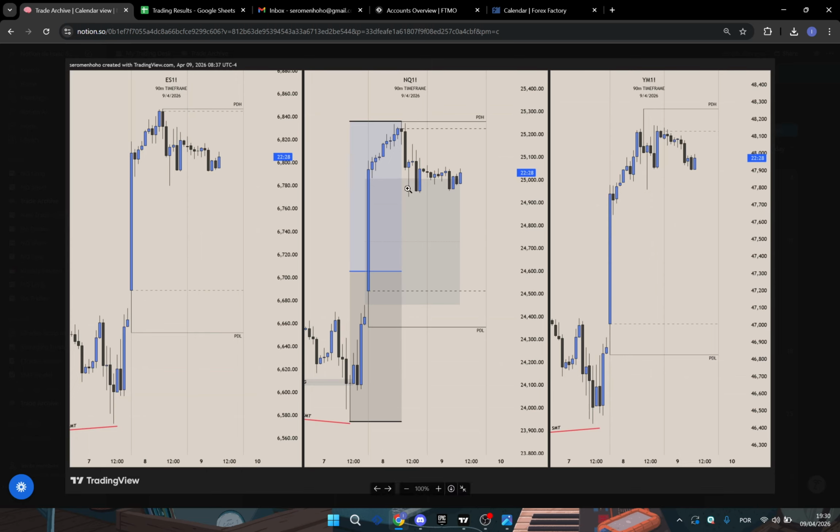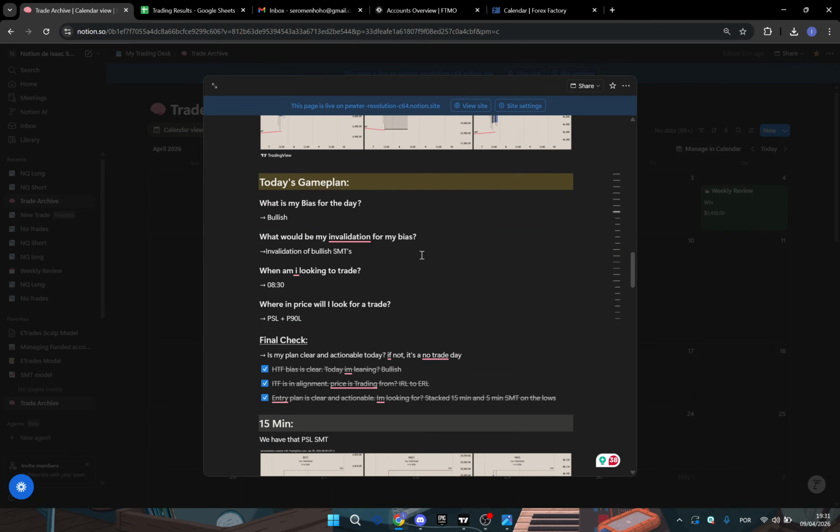So what am I looking for today? Well, since I'm framing an internal range liquidity to external range liquidity move on the 90-minute chart, and I don't have any previous day low SMT, I would need at least a stacked 15-minute and 5-minute SMTs on the lows to get in on a trade idea and targeting higher. So overall, this is kind of like the assessment.